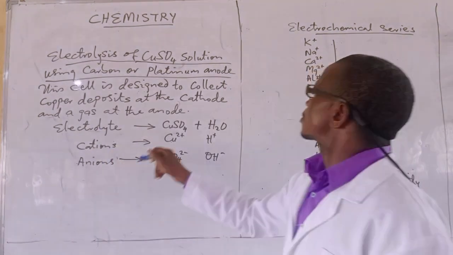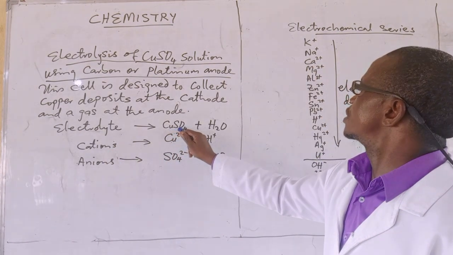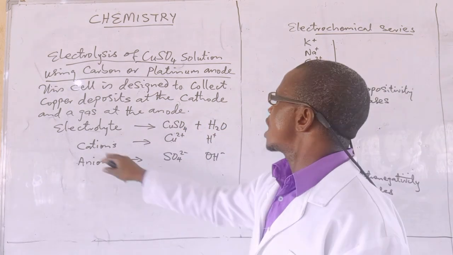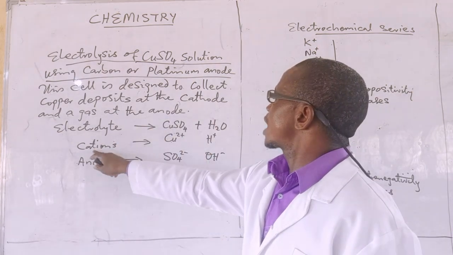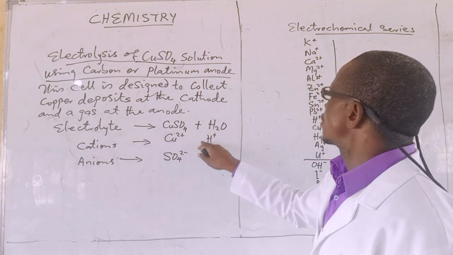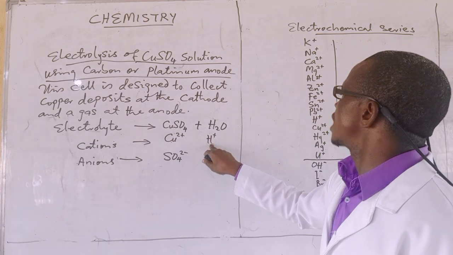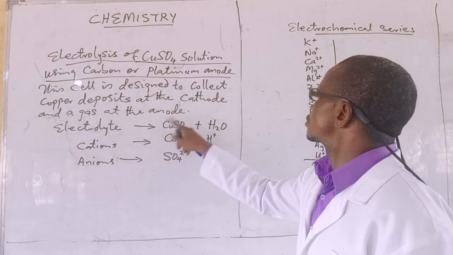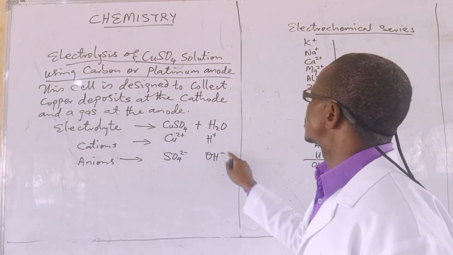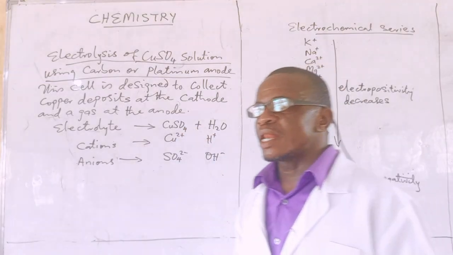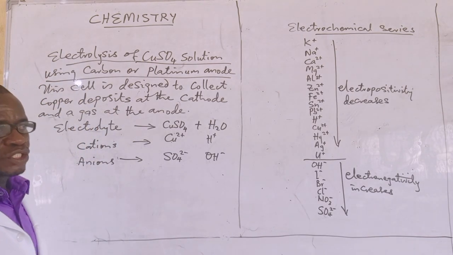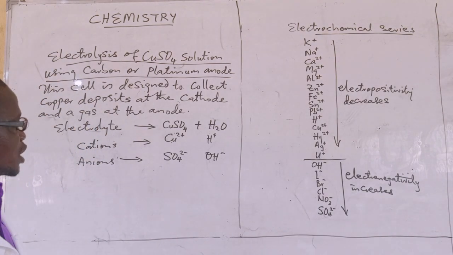Now, the electrolyte contains copper(II) tetraoxosulphate(VI) and water dissolved. Two of them will ionize, and when they ionize, the cations will be copper(II) ion from the salt, and the cation from the water is hydrogen ion. The anions are sulphate ion from the salt and hydroxide ion from the water. So these four ions are in the electrolyte. Now, which of the cations will be discharged? Which of the anions will be discharged?